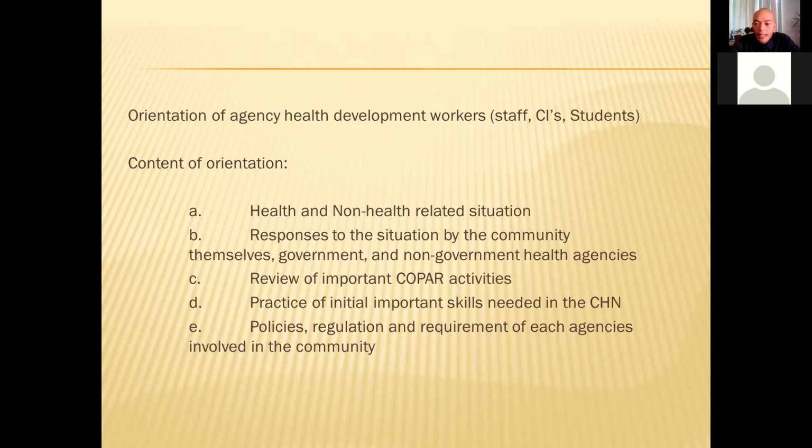Practice of initial important skills needed in CHN, yung mga OB bag techniques nyo, learning how to talk to the people in the community during your immersion. So those are important skills that you have to discuss before your entry phase or during the pre-entry phase. Policies, regulation, and requirement of each agencies involved in the community. For example, what are the SOPs before we go to that barangay? Okay, what are the expectations of the barangay? Okay, so yan yung mga regulations na kailangan natin i-discuss during your orientation. So orientation, pre-entry phase, or before we go to the community.